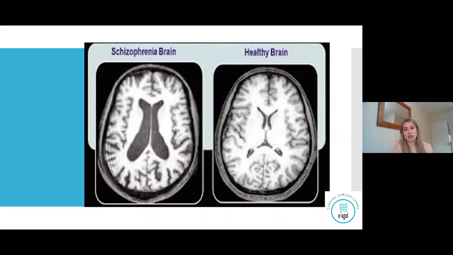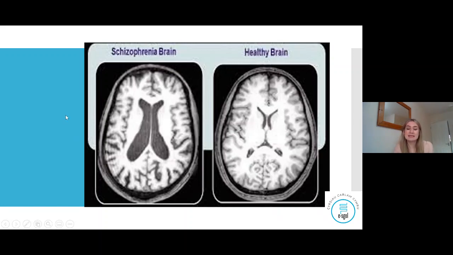Another image just to show you it from a more scientific way, and it shows you a scan of the brain. So pretty self-explanatory. This side here you have got your schizophrenic brain, and as you can see, these two are your lateral ventricles because you've got two, one in each hemisphere. And then this is a healthy brain, or a normal functioning brain. And there is a significant difference, isn't there, between the ventricle sizes in each brain.